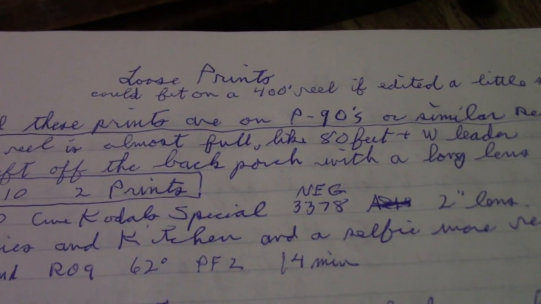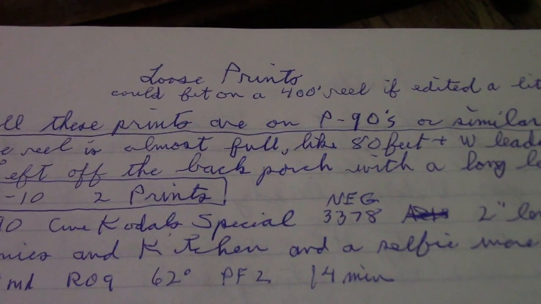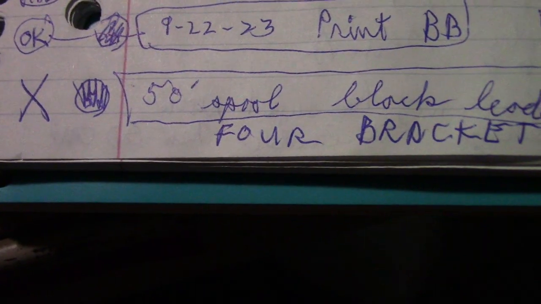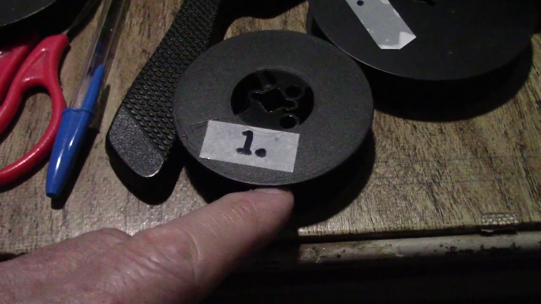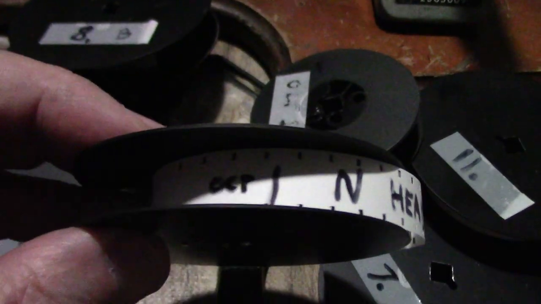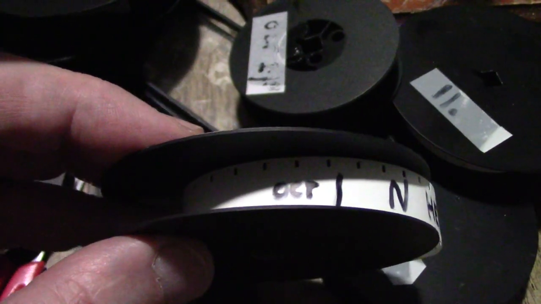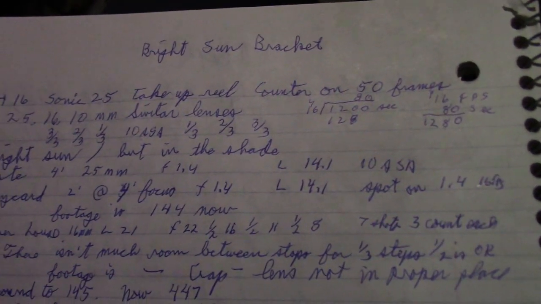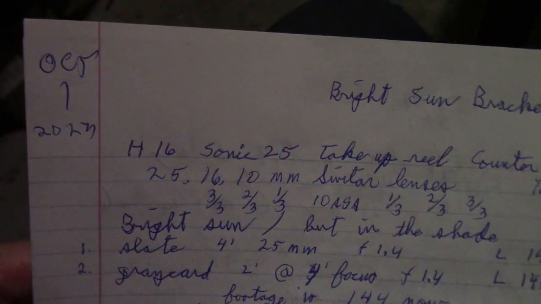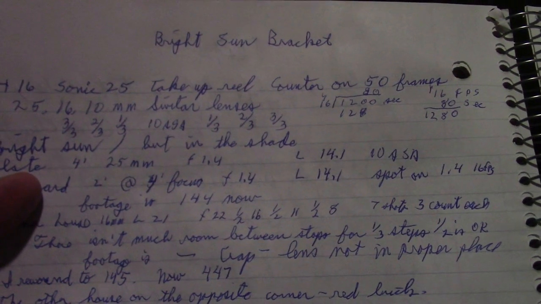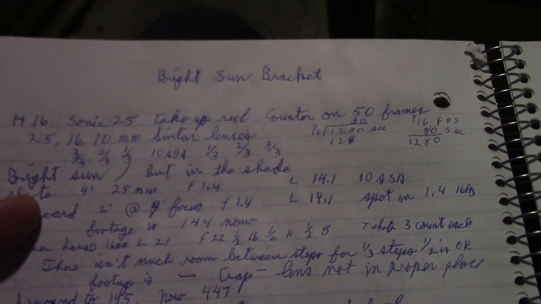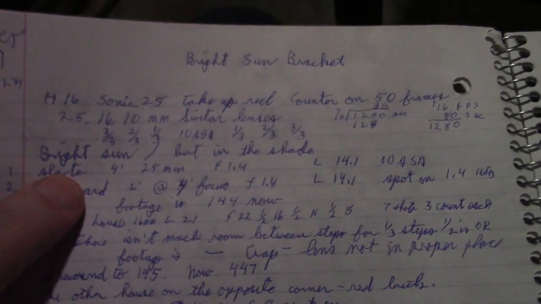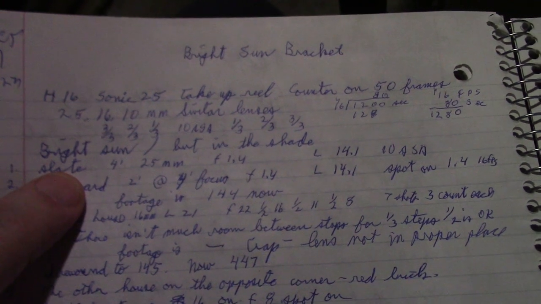Okay, these notes on this page are from the loose prints. And the loose print, 50-foot, this is the loose print. And I think the date said October 1st. So I found a negative from October 1st. Okay, we have page 140, October 1st. It was 10 ASA, H16, Sonic 25, bright sun, but I was in the shade. The slate is first, and that's what was on the negative.